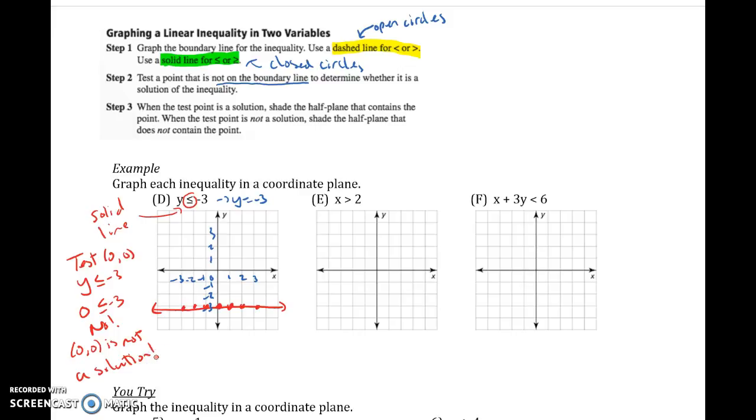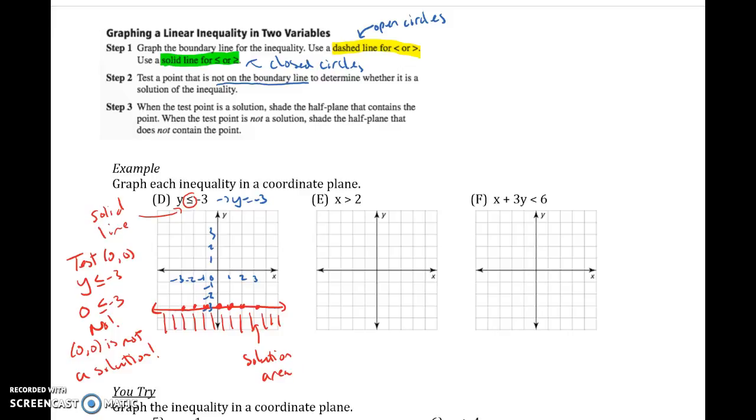So if it's not a solution, do I want to shade it? I don't. I want to shade the side that includes the solutions. So this bottom region is the solution area, and then I'm done. Okay? Same deal for E.